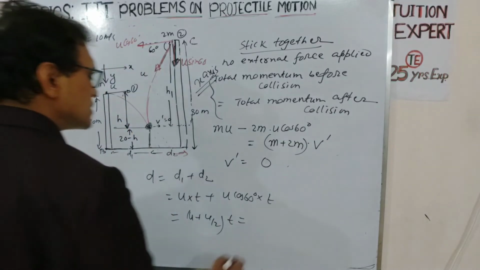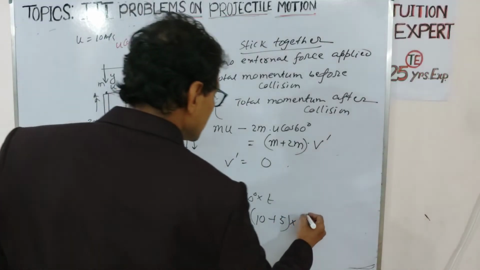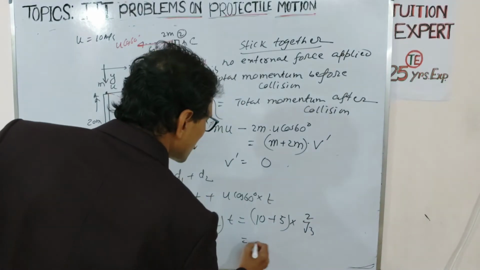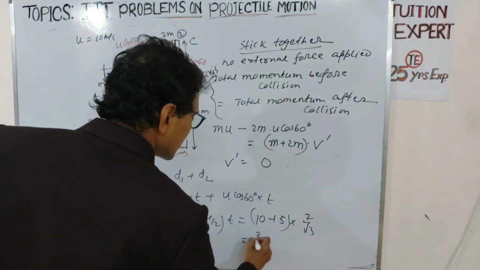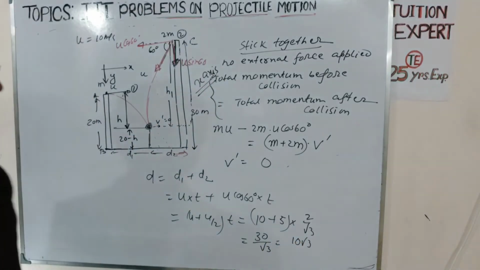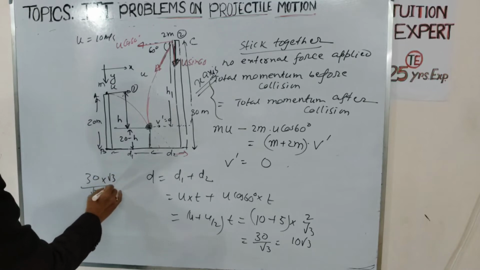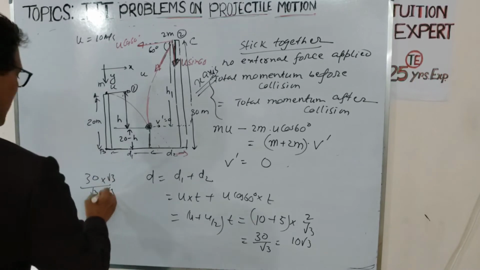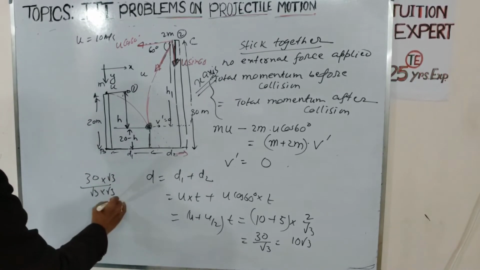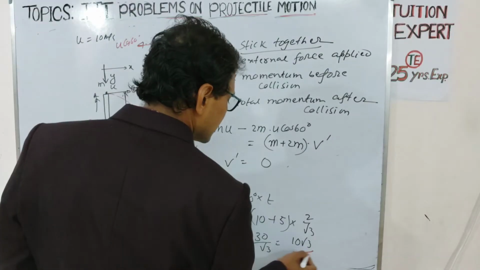Now what is u? u is 10. So 10 plus 5, into t. What is t? t is 2 by root 3. So 30 by root 3, which is equal to 10 root 3. 30 by root 3 means if we multiply root 3 in numerator and denominator, then it becomes 10 root 3. So this is the answer.